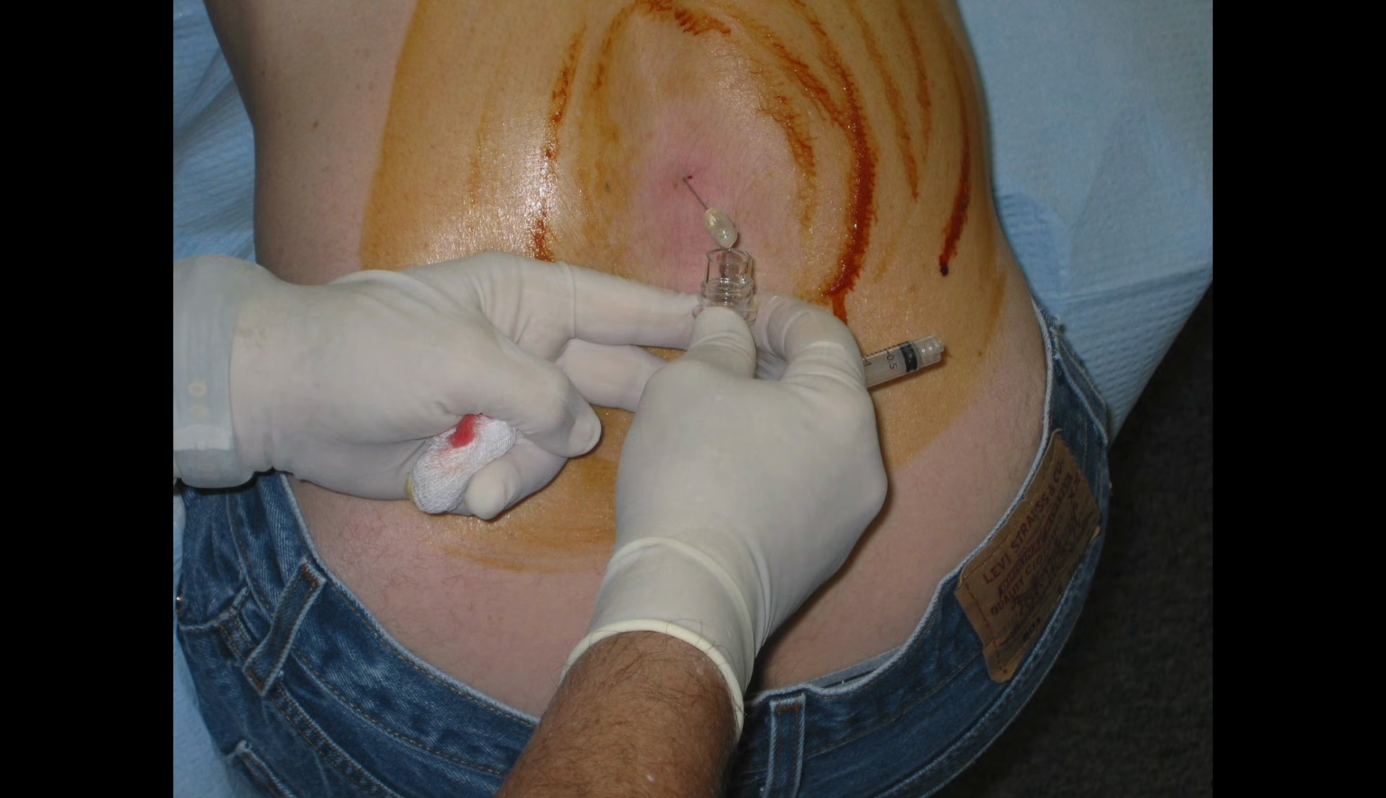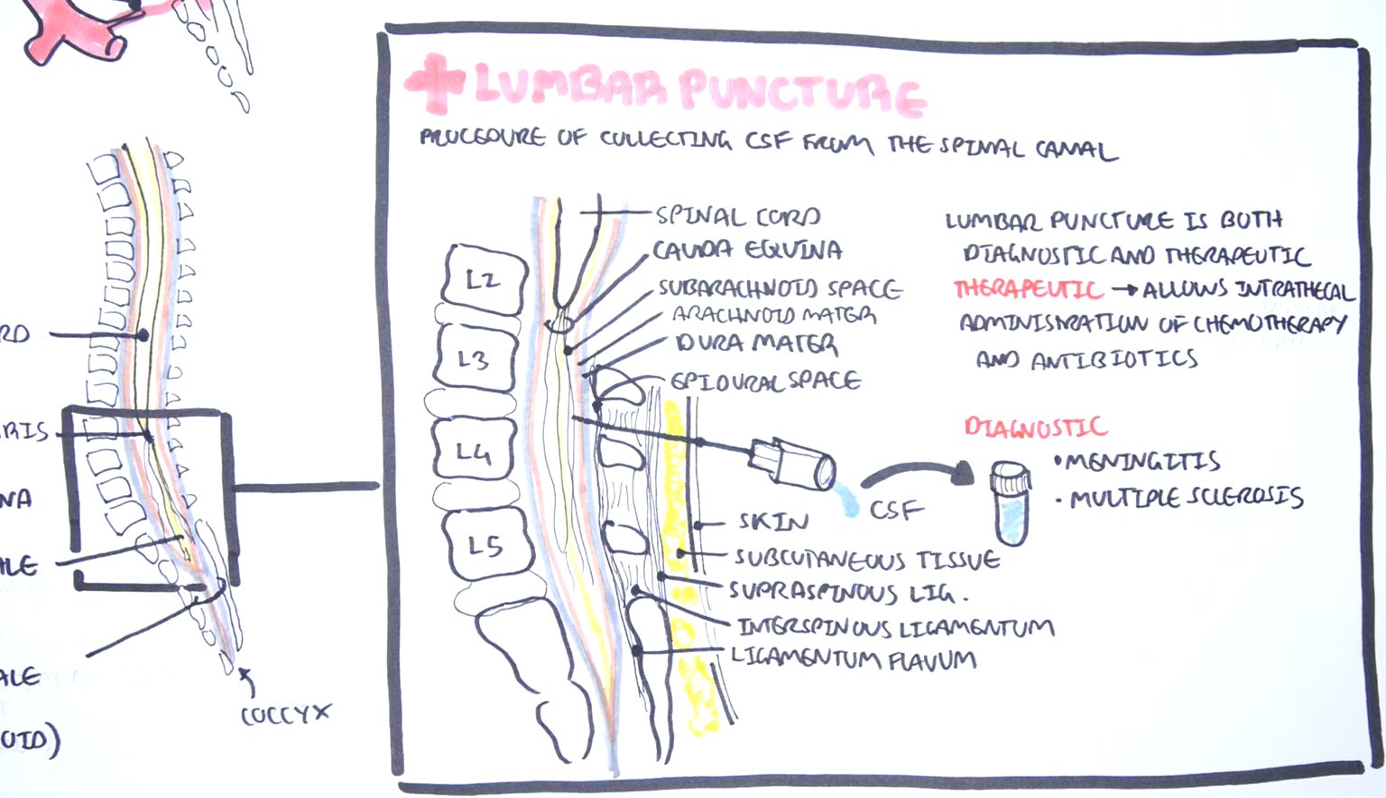Most likely it's inserted between the L4 and L5 or L3 and L4 vertebral level. And note CSF dripping slowly out of the needle and being collected by a small tube. Also note the sterile field, which is important to prevent the introduction of infection to the spinal cord.